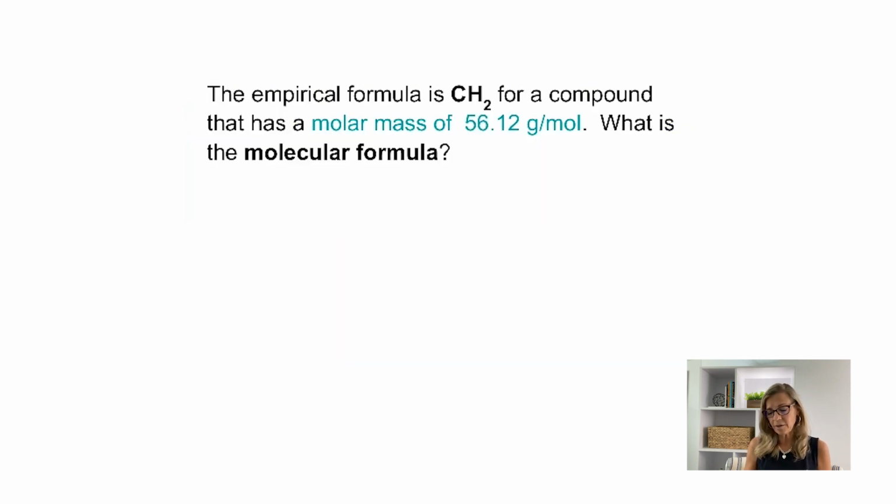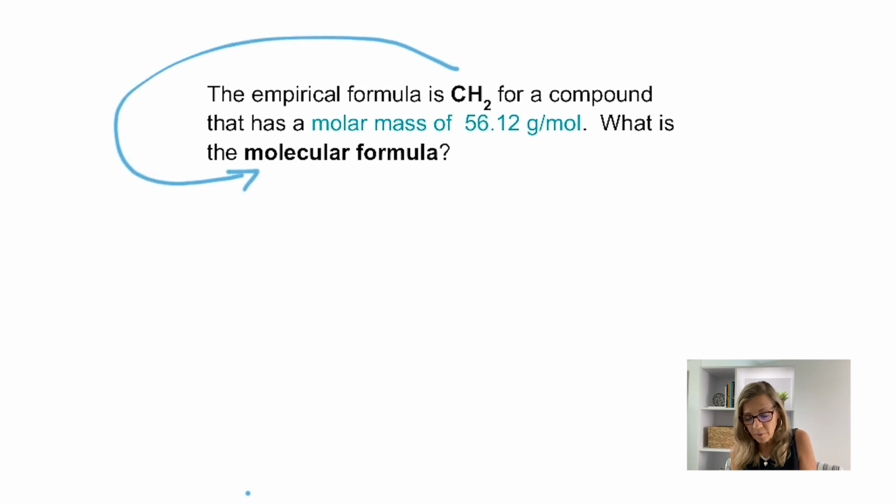So I want to do another question for you and just let you think about the difference in empirical and molecular formulas. So let's look at this question. The empirical formula of a compound is CH2. It's got a molar mass of 56. What is the molecular formula? Well, I know it's going to be some multiple of that number, right?